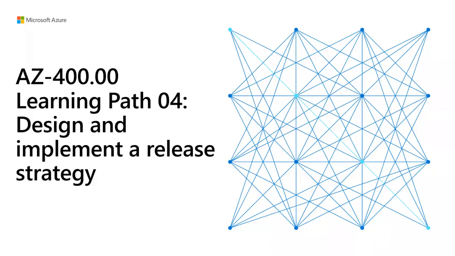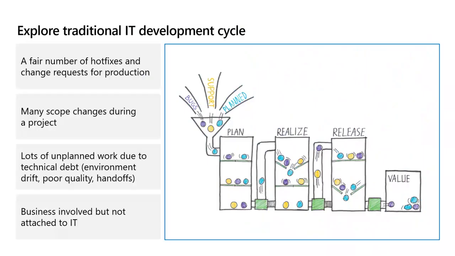Okay, so now that we have covered the continuous integration, now let's discuss the different strategies when we are trying to deploy an application. Normally the traditional IT development lifecycle involves a lot of bugs, a lot of activities; we need to plan, realize, release, and at the end we're not going to have 100% of value. So many scopes are going to change during a project. We will have a loss of planned work due to technical debt.